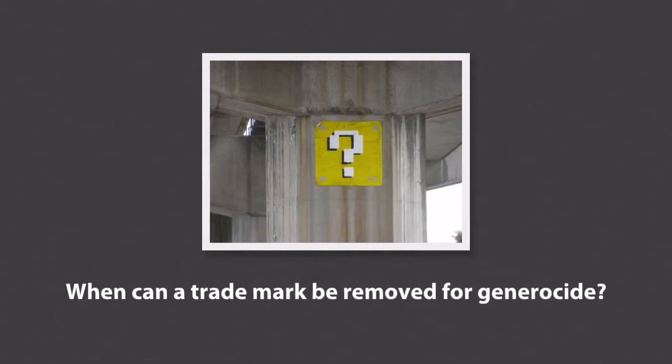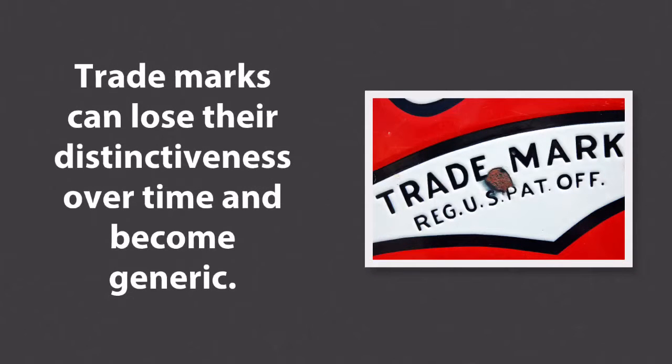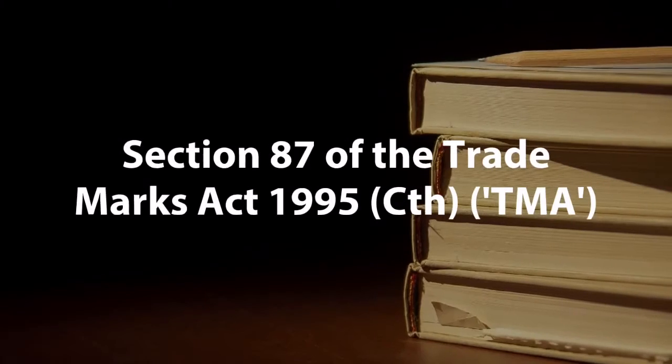In this video, we will answer the question, when can a trademark be removed for genericide? Genericide occurs when a trademark loses its distinctiveness over time and becomes generic. This may occur as a result of the way the mark is used or licensed by the registered owner, or through external circumstances beyond the owner's control.